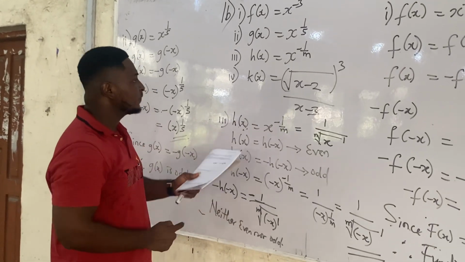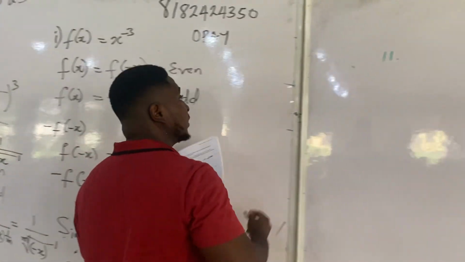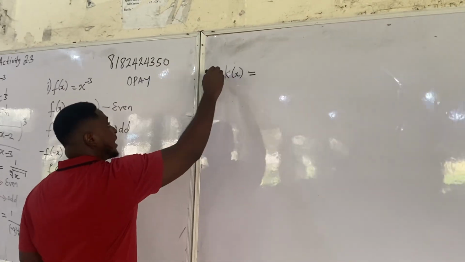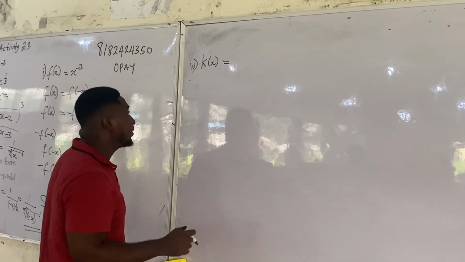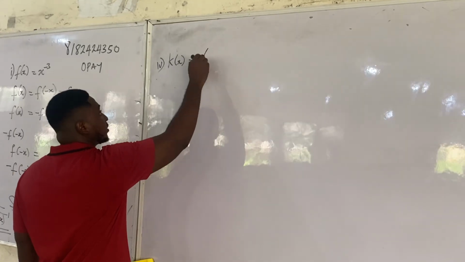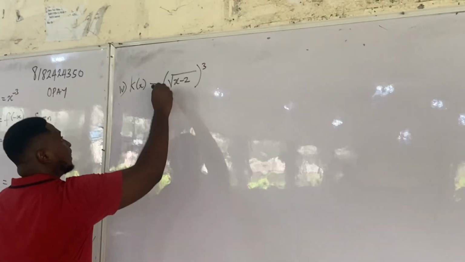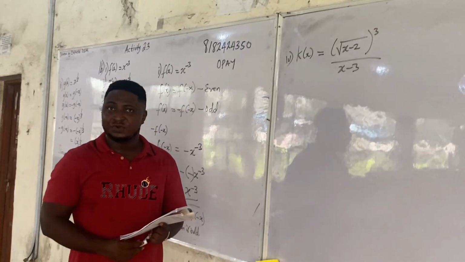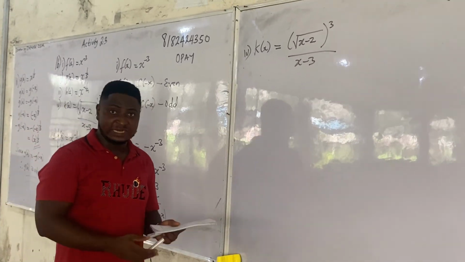Now to the last one. K of x equals, let's do this one. Please follow me. That's the fourth one, under activity 2.3, question 1b. K of x equals square root of x minus 2 raised to power 3 divided by x minus 3. We want to find out if the function is even, odd, or neither even nor odd.